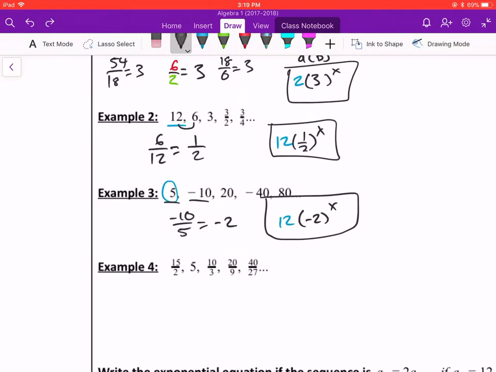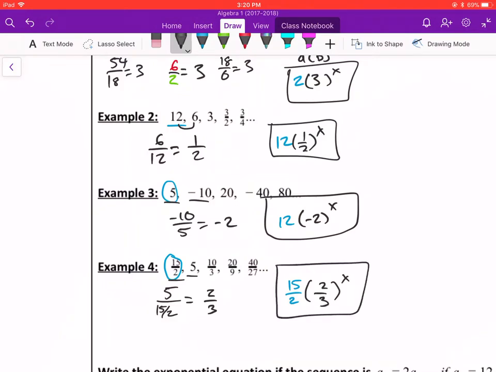Now here, even fractions. It really doesn't matter what the number looks like. Don't be scared off by fractions. You still start with your first number, so 15 over 2, we can leave that. And then find your b by taking the 5, dividing it by 15 over 2, and you could go with the calculator, but that ends up being 2/3. 2/3 would go in here.